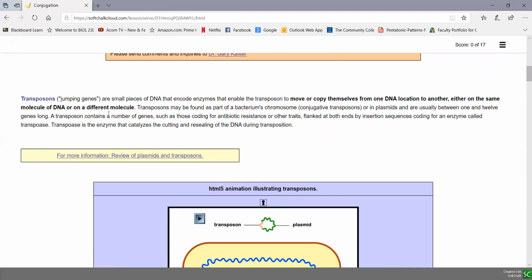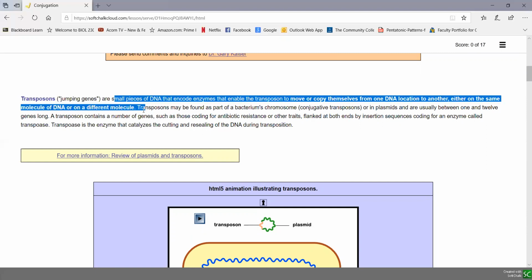Now, we also learned about transposons or jumping genes back in Unit 1. Remember, these are small pieces of DNA that encode enzymes that enable the transposon to move or copy itself from one DNA location to another, either on the same molecule of DNA or on a different molecule. And again, these can be part of the bacterium's chromosome, in which case they're often called conjugative transposons because they wind up picking up some TRA genes, or they can be part of plasmids. And again, a typical transposon is about 1 to 12 genes long. But they can also contain genes coding for antibiotic resistance or virulence factors or other traits.